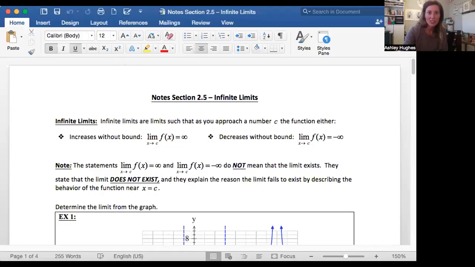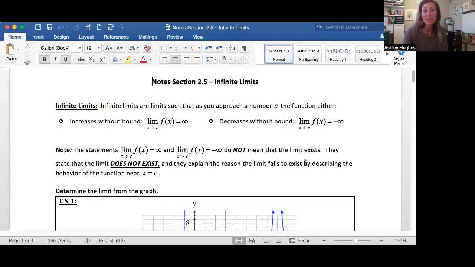All right, 2.5, limits, infinite limits. So here we go. Let's pull up the notes and get started. All right, so infinite limits are, we're going to talk about limits at infinity next time.